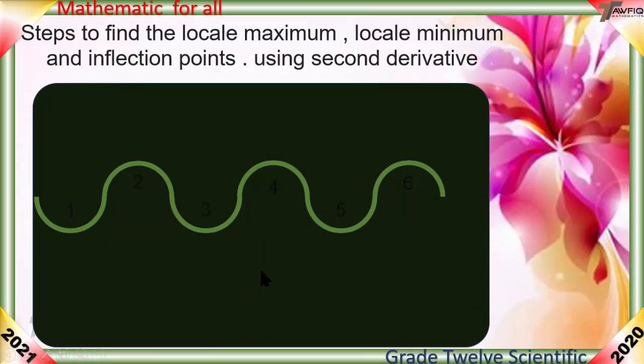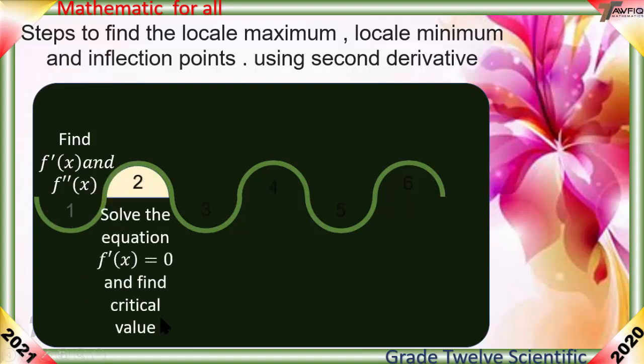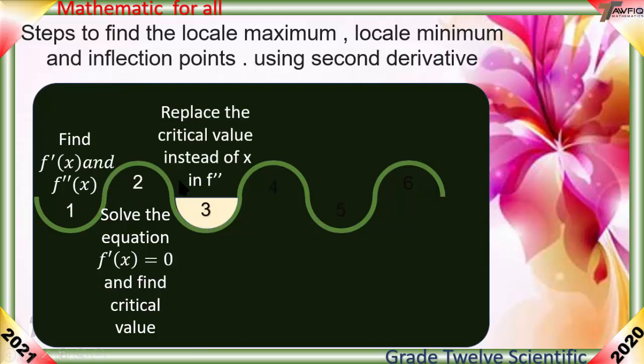Steps to find the local maximum and local minimum and inflection point using the second derivative. The first step, find the first derivative and the second derivative. After that, find the critical value by solving the equation f prime of x is equal to 0. That means when you make the first derivative equal to 0 and find the value of x. Third step, replace the critical value instead of x in the second derivative f double prime.